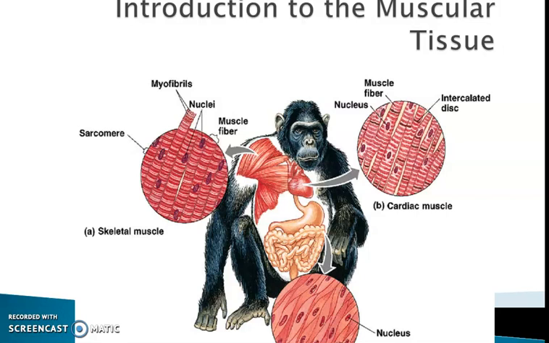Hello, welcome to our lesson on muscle tissue. For this lesson, we're going to focus on the characteristics of muscle tissues. And we're going to focus primarily on skeletal muscle, but we're going to touch on cardiac and smooth as well. So, I guess I gave it away. There's three kinds of muscle tissue.